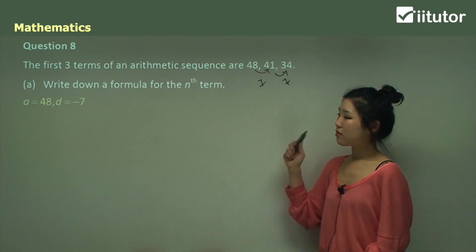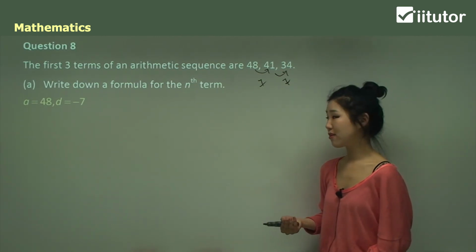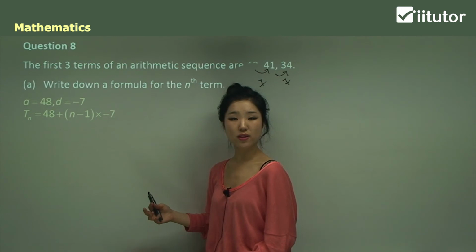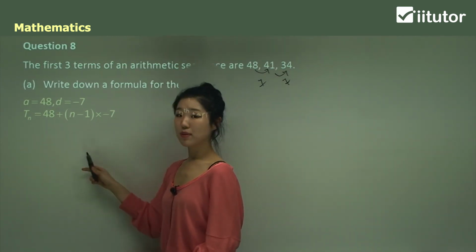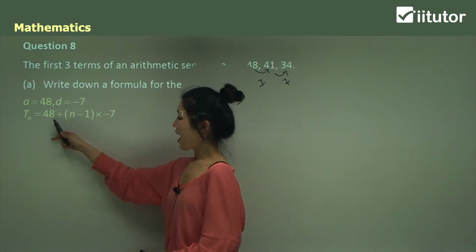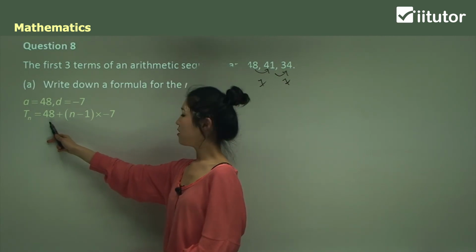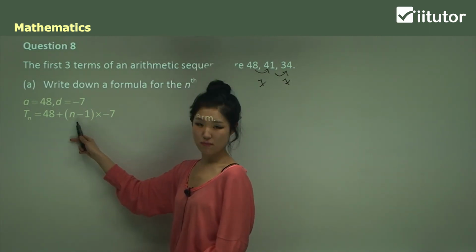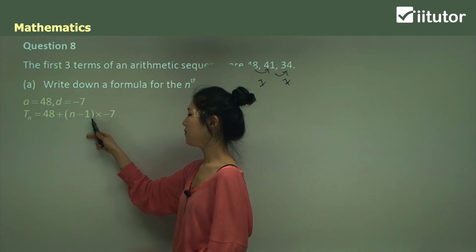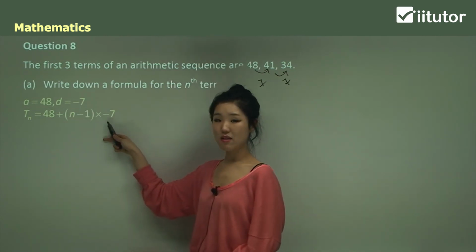So we've got A, we've got D. So all I'm going to do is put it in my Tn formula. So Tn is going to be A plus n minus 1 d. A is 48, as we found, plus, we don't know what n is. N can be just anything, so I'm going to go n minus 1. And d is simply negative 7.